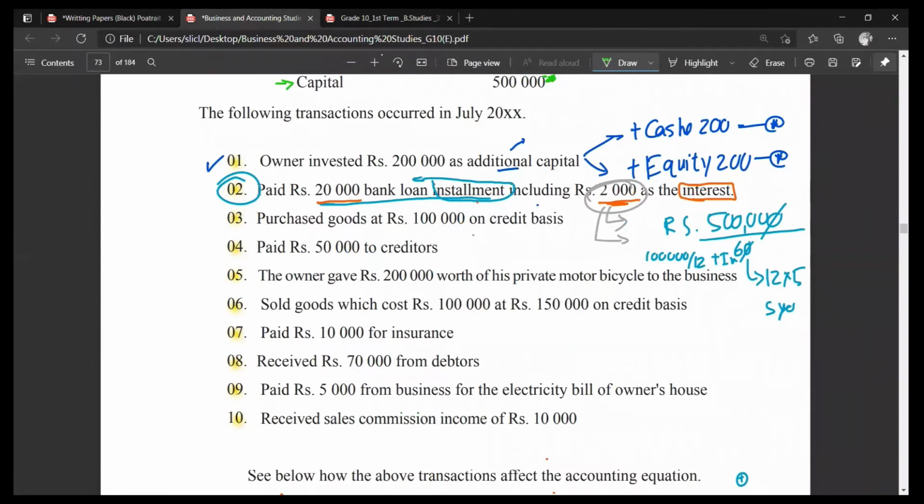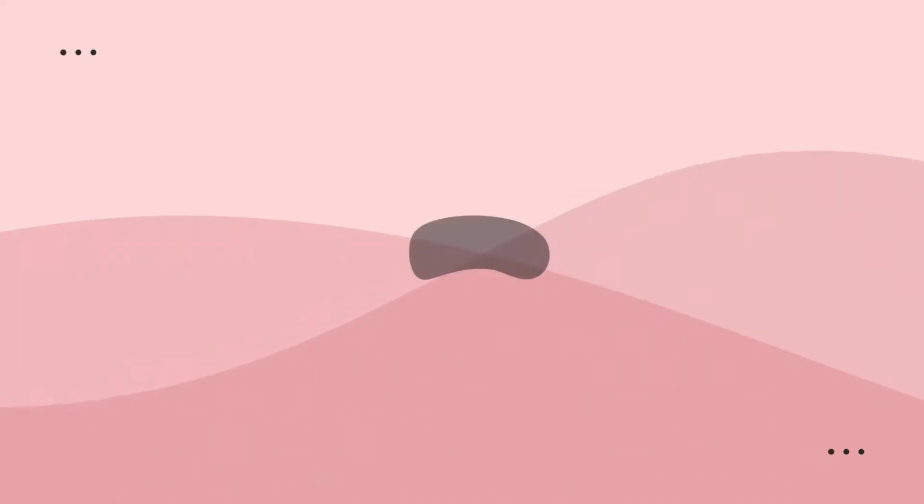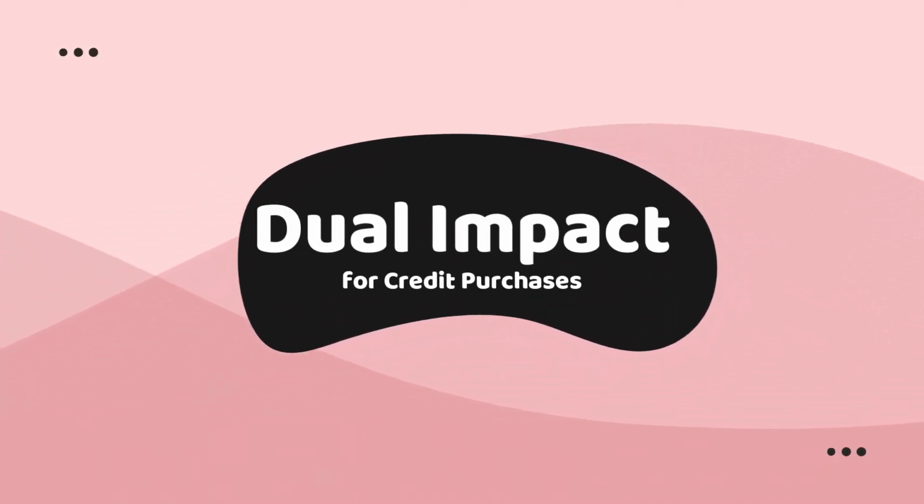Right. So third one is, guys, this is simple. I think I'm not going to explain this, right? No need to explain, right? So I'll write the dual impact anyway.